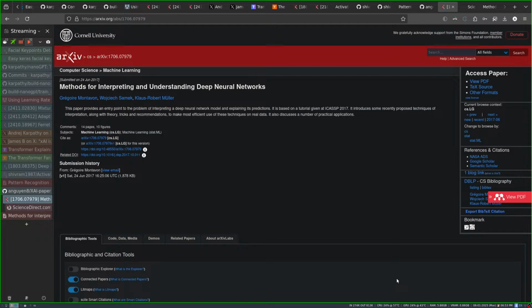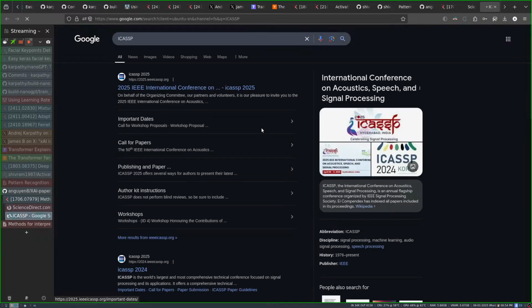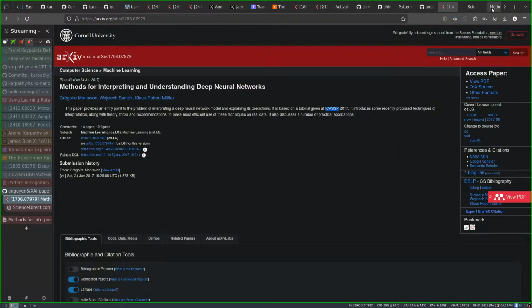Today we're going to read the paper Methods for Interpreting and Understanding Deep Neural Networks. This paper provides an entry point to the problem of interpreting a deep neural network model and explaining its predictions. It's based on the tutorial given in ICASSP. I don't know what that is. Okay, it's an IEEE conference. It introduces some recently proposed techniques of interpretation along with theory, tricks, and recommendations to make most efficient use of these techniques on real data. It also discusses a number of applications.